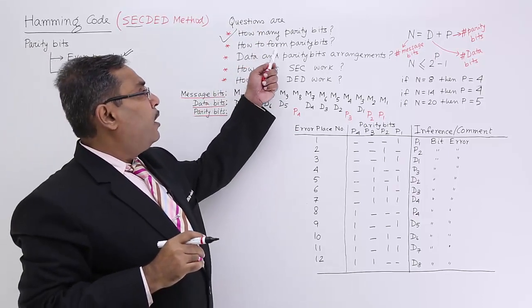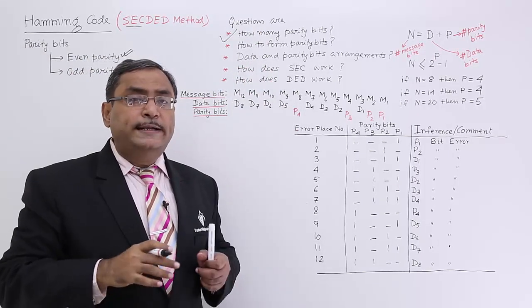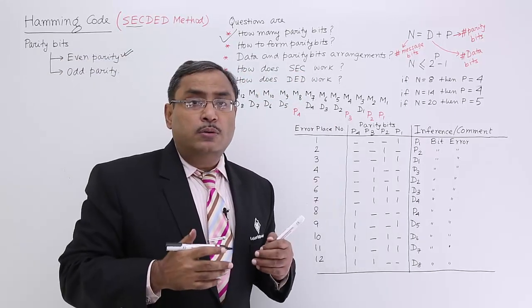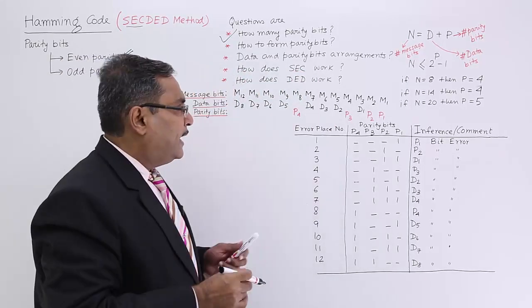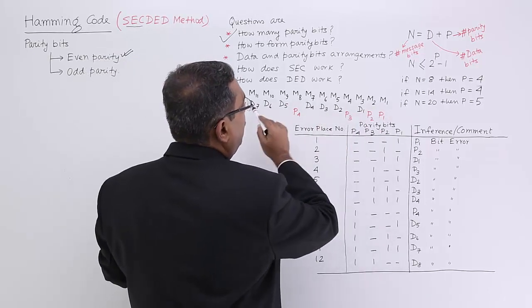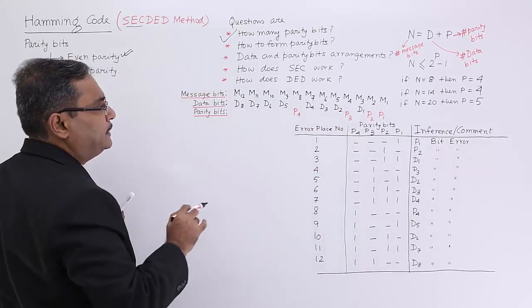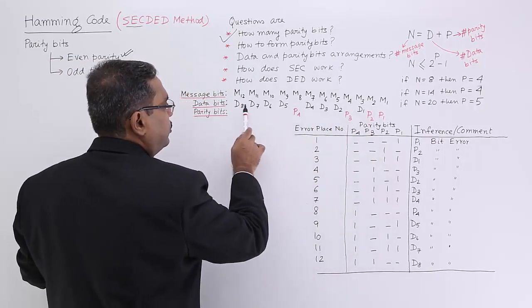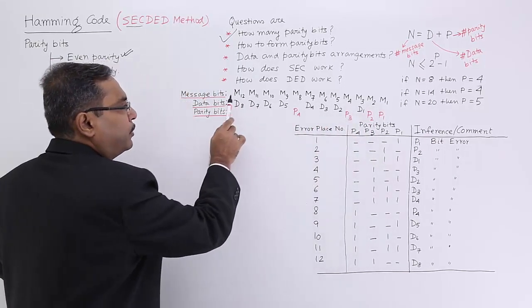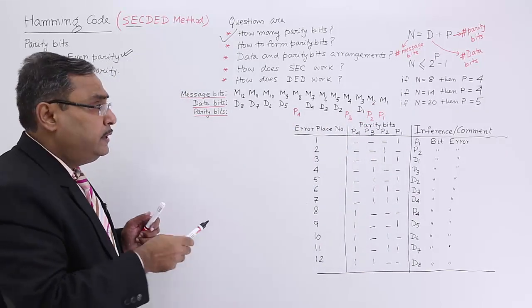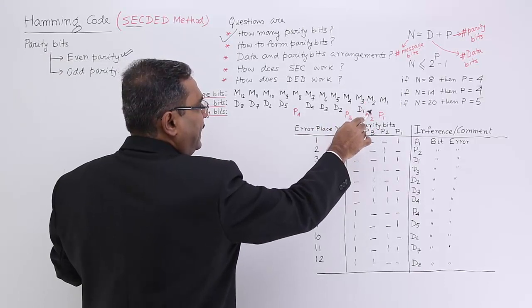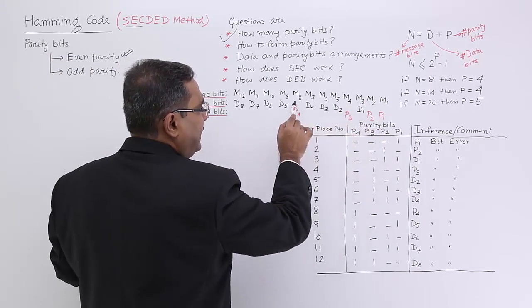Now how to form the parity bits, how the data association will take place, and how data and parity bits will be arranged in which fashion. Actually it will be arranged in this particular way. That means, you see, we are having 4 parity bits and 8 data bits. So in total, how many message bits? 12. So I shall be placing P1 at M1, M2, M4 and M8.